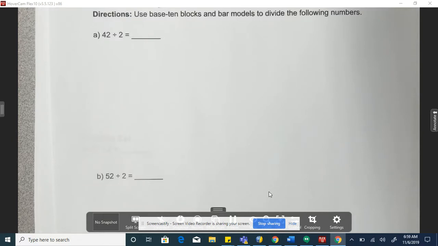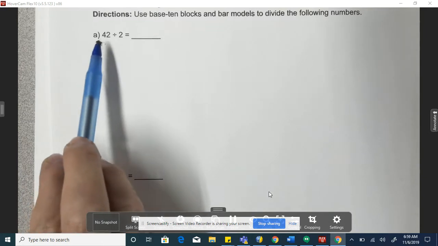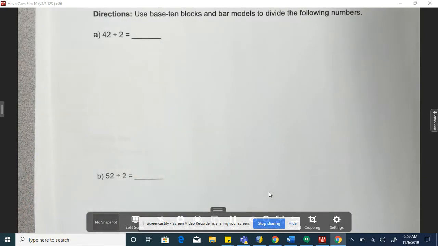Today we're going to use base 10 blocks and bar models to divide the following numbers. Our dividend is the number that we're starting with, so the total number of objects. The divisor is the number of groups that we're going to be making. So right now our dividend is 42 and our divisor is 2.